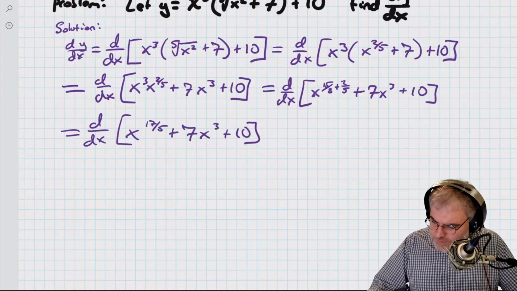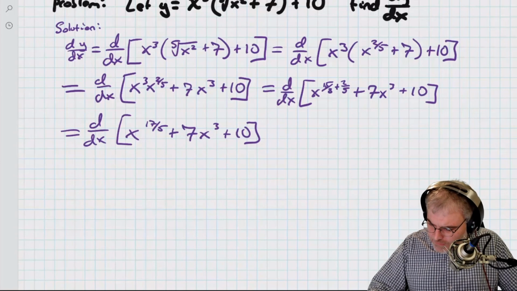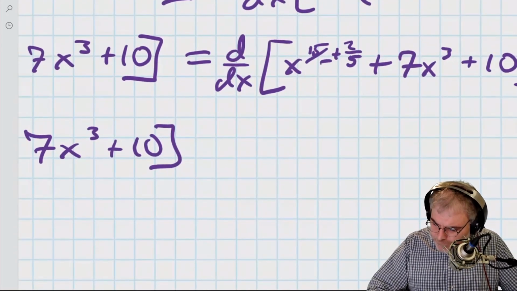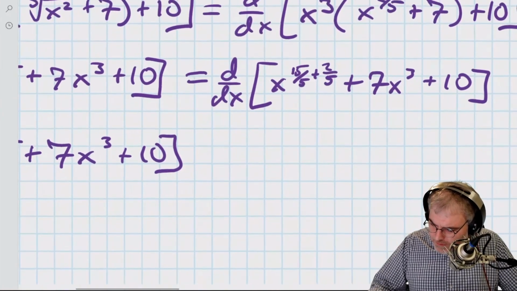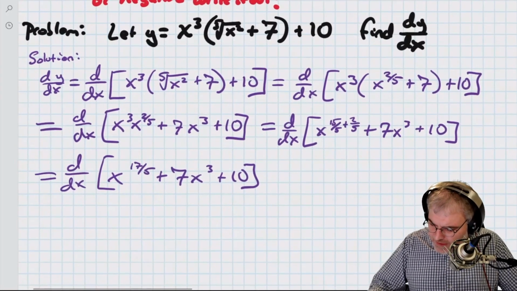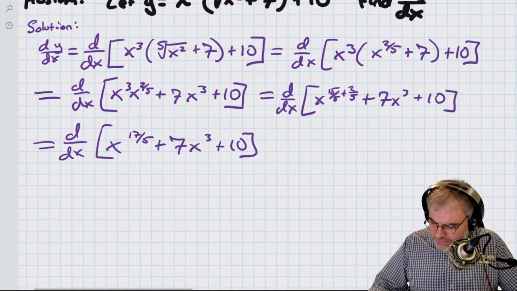Did I do all my algebra correctly? That should be x cubed. Yes, 7 still there, 10 still there. 15 over 3 is 5. That should be a 5, not a 3. I don't know why I was thinking 3 at the time. Trust me, it's a 5 there. 17 over 5, that's right. Perfect. Now I'm going to do the calculus.